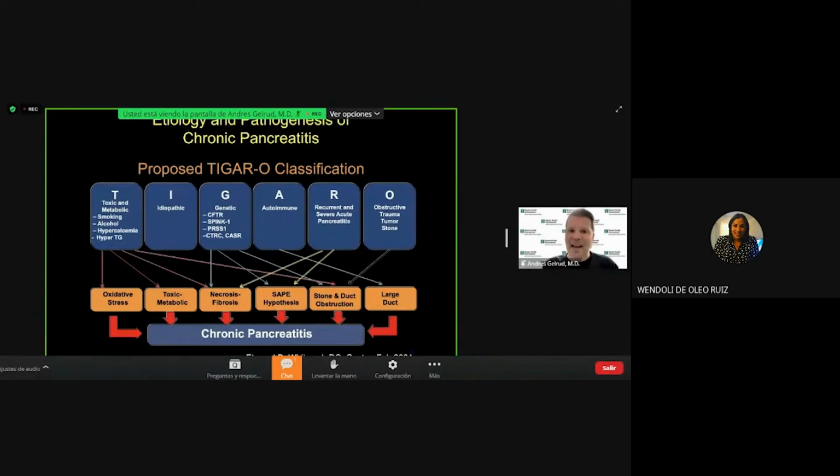Again, this is the TIGAR-O classification that we use for the etiologies of chronic pancreatitis, but it also applies for acute pancreatitis. Again, TIGAR-O, you can see what this stands for. There's a revised version from 2019, also from Dr. Whitcomb, but I didn't want to change it because this is the original graph. And T stands for toxic and metabolic. Again, smoking, smoking, smoking. You have to convince the patients to stop.